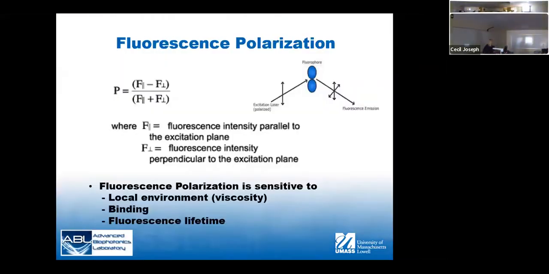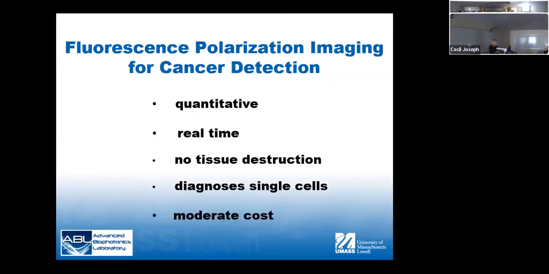First of all, let me introduce fluorescence polarization. It's a very simple and elegant method to tackle biochemistry and biophysics of different environments. It uses linearly polarized excitation, and we detect the fluorescent signals, both co and cross polarized with incident light. It happens to be sensitive to local environment, binding, and fluorescence lifetime.